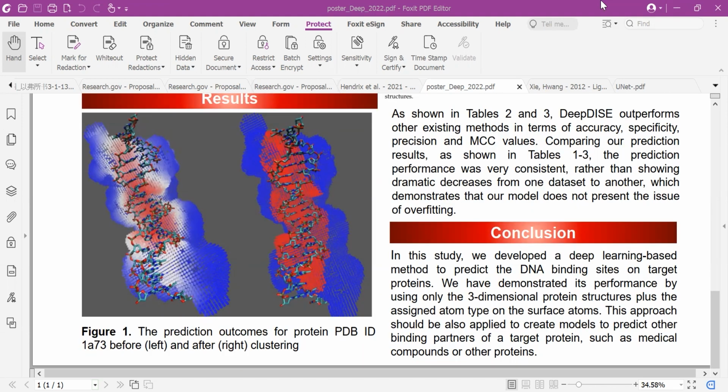In this study, we created a deep learning-based method to predict the DNA binding site on the target proteins. We demonstrated that a deep learning method using only the 3D protein structure plus the atom type of protein atoms can predict DNA binding sites well. And this approach should be applied to other predictive models in the future.